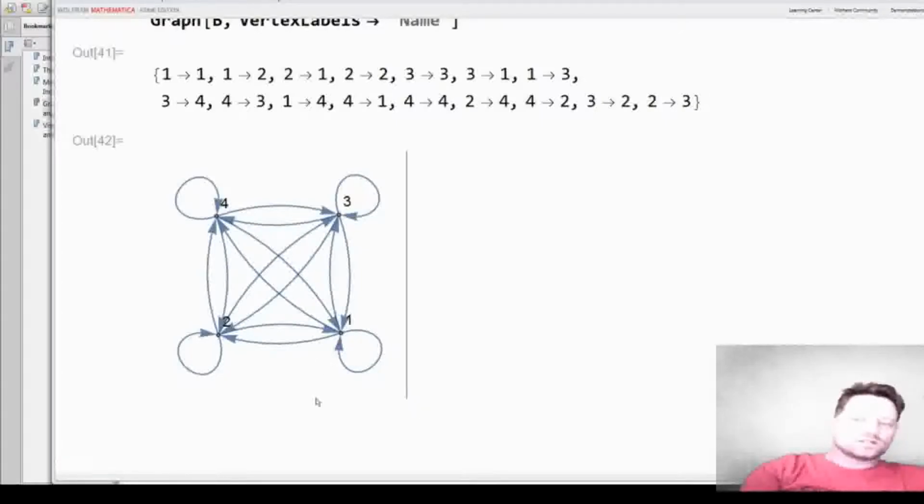Now, what is a partition? A partition of a set is a set of subsets such that their intersection is empty and their union is the whole set. So that's a partition.